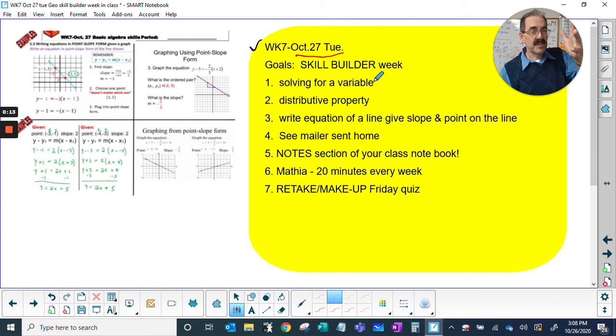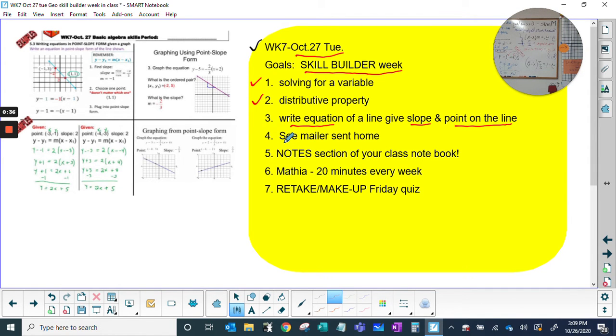We're just finishing topic 1. I call these skill builder weeks. We need to practice solving for a variable, the distributive property, and writing an equation given a line with slope and a point on the line. This is the last item on the topics I sent home in the mailer. Take a look at the top of this page. Otherwise, it's in your class notebook, the very first item under notes.